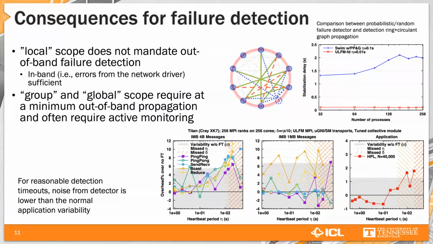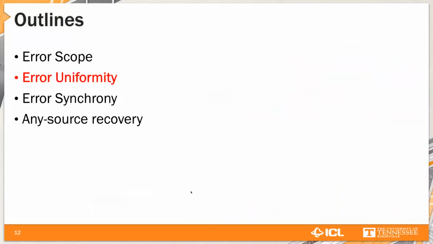As you can see, for reasonable timeouts for failure detection, the overhead caused by doing global failure detection is very reasonable and is basically still within the noise of the normal execution. So the takeaway message here is that the cost of doing group or global detection is actually not that expensive. So there is no real reason not to provide this functionality to the end users. They are not shooting themselves in the foot by setting it on. All right, so the next topic is error uniformity.